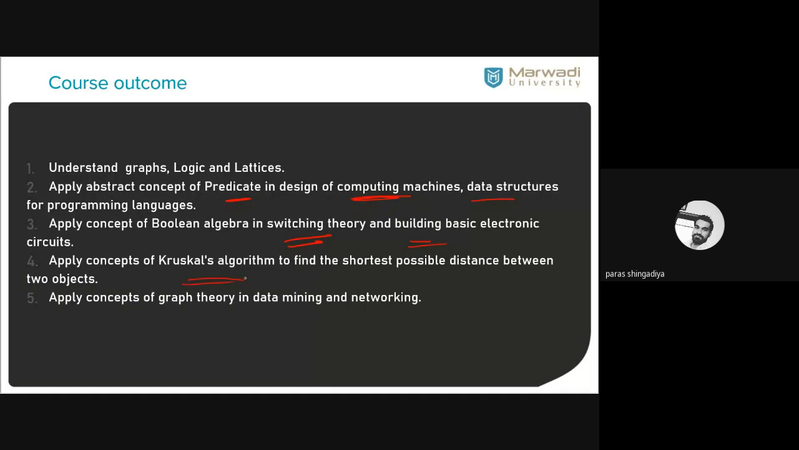Apply the concept of Kruskal's algorithm, one of the algorithms in graph theory, to find the shortest possible distance between two objects, between two places, between two cities. And lastly, apply the concept of graph theory in data mining as well as in the networking field. So these are a few applications, the outcomes of the course. There are more applications, and we will discuss them during the lecture time.